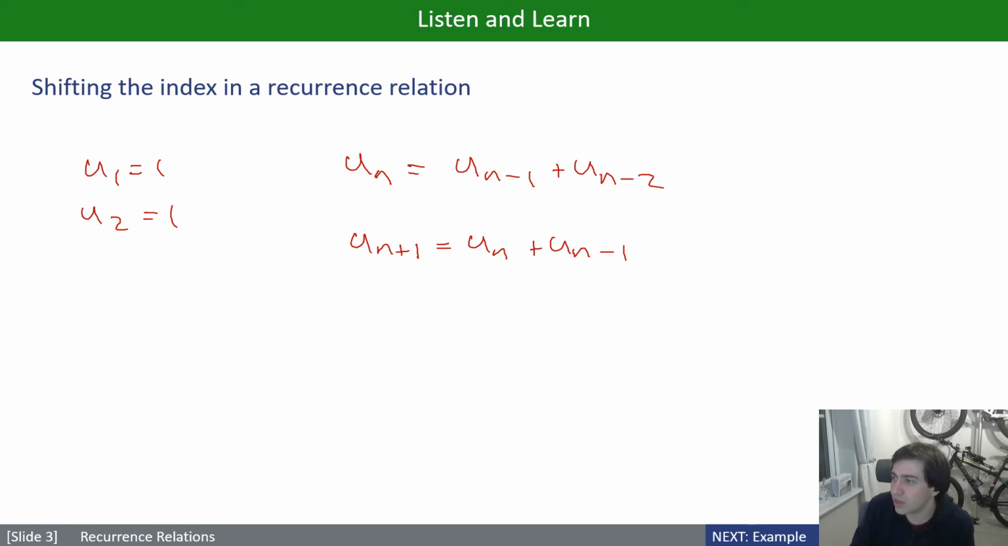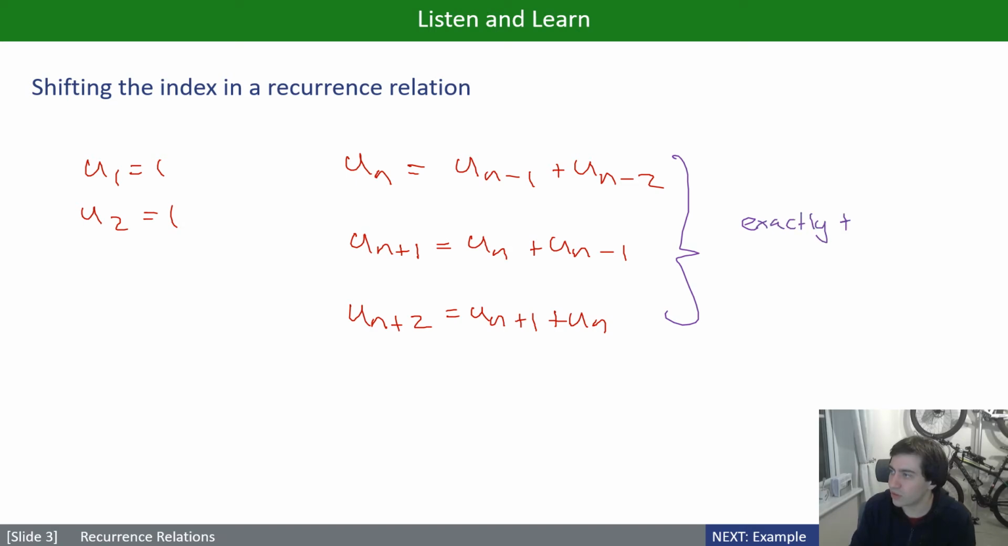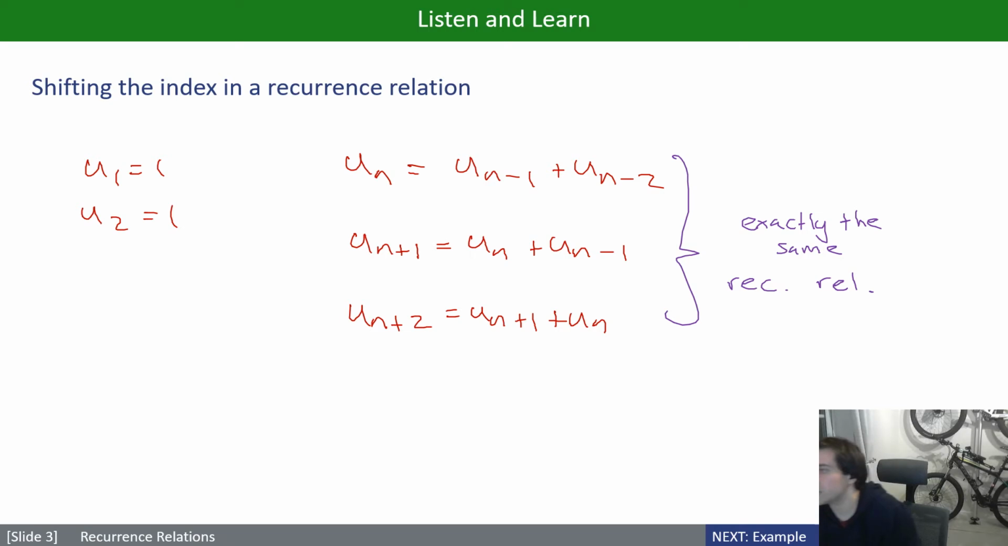You could even say the one that's 2 ahead is equal to the one that's 1 ahead plus the one I'm currently on, right? All 3 of these are exactly the same recurrence relation. I'm just writing recurrence relation as rec-rel. It's the same recurrence relation.